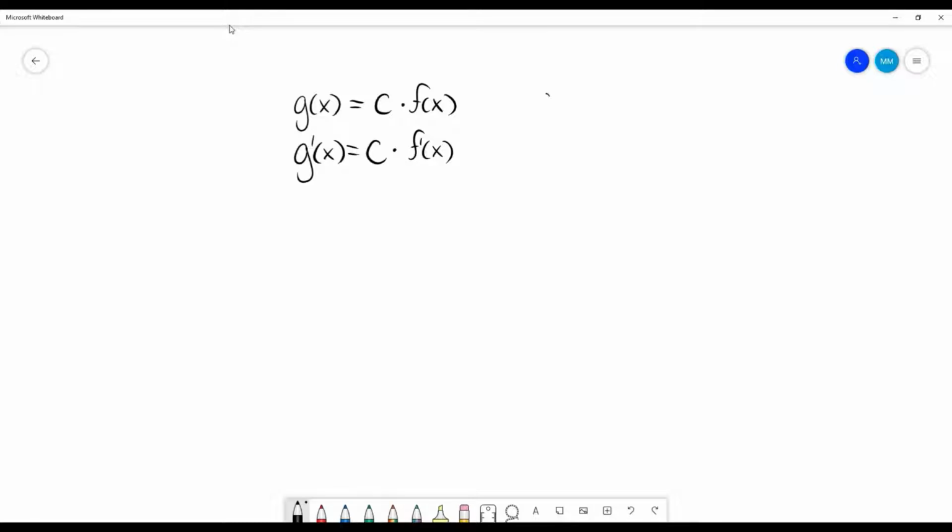A good example of this is maybe g of x equals like 2x, like 2 times x, right? In this case, our g prime of x is going to be 2 times whatever the derivative of x is. In this case, the derivative of x is just 1, so our answer ends up being 2. But it's 2 times the derivative of x in that case, because x is our f of x in that case. I hope that makes sense.